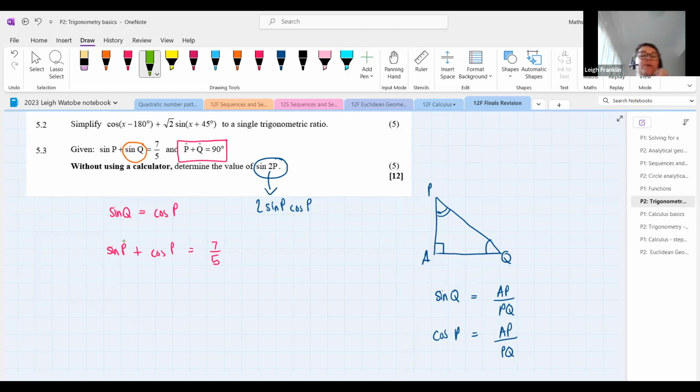So sine p plus cos p equals 7 over 5. They want us to do something to that to get to sine p cos p. Does anybody know what that is? And any idea?